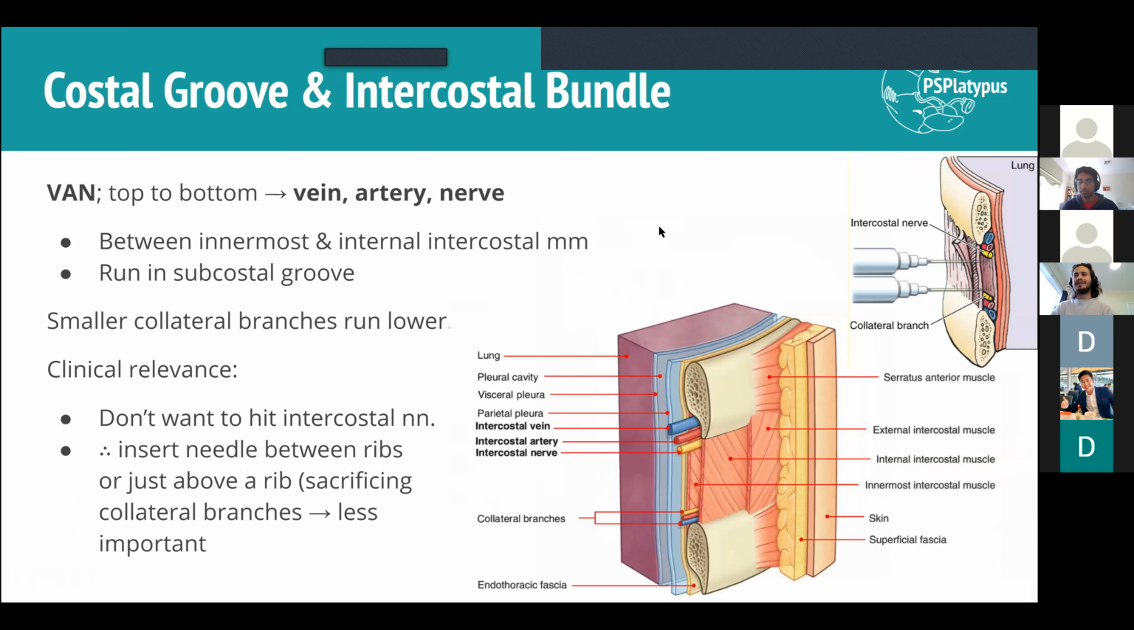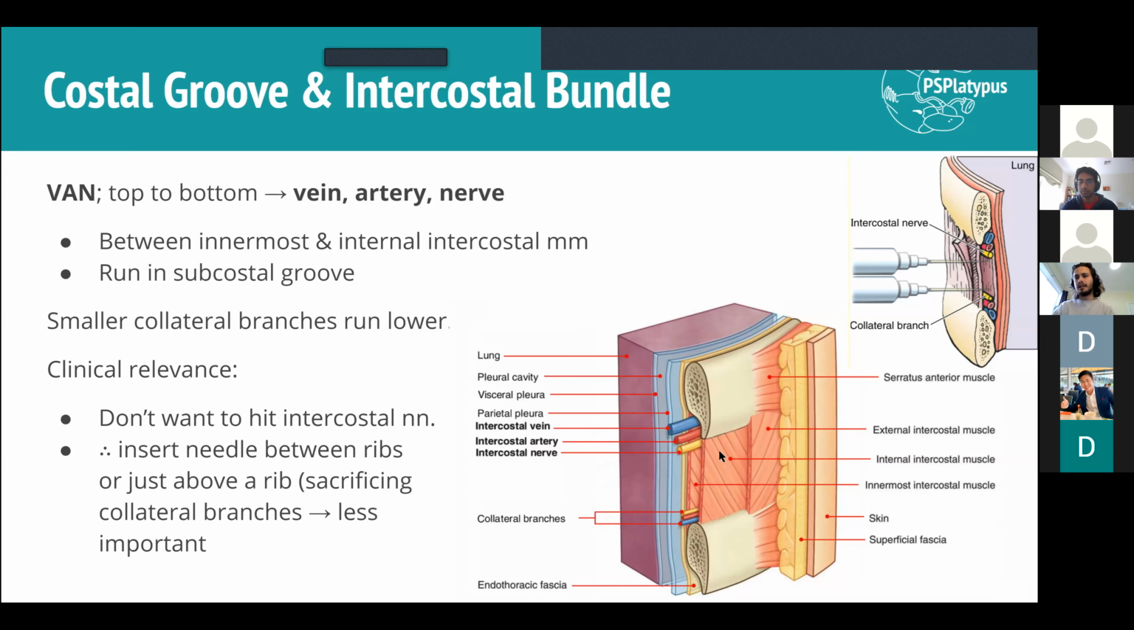All right, almost done. Sorry for a weird anatomy run through. So vein, artery, nerve, that's what this mnemonic is. Here we're going from cephalic to caudal, top to bottom. So vein, artery, nerve, and that's the order of these vessels in the neurovascular bundle, the main ones, not the collateral branches. So they run between the innermost and internal intercostal muscles.